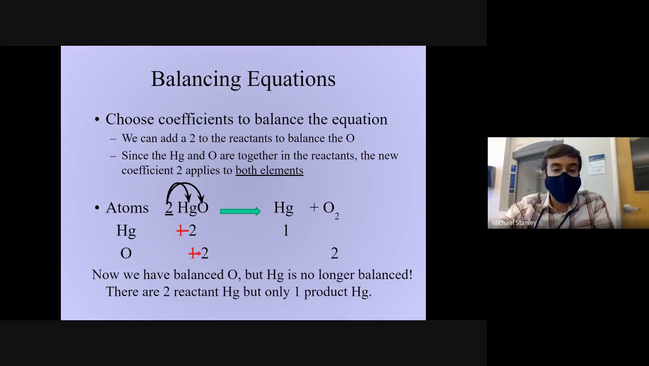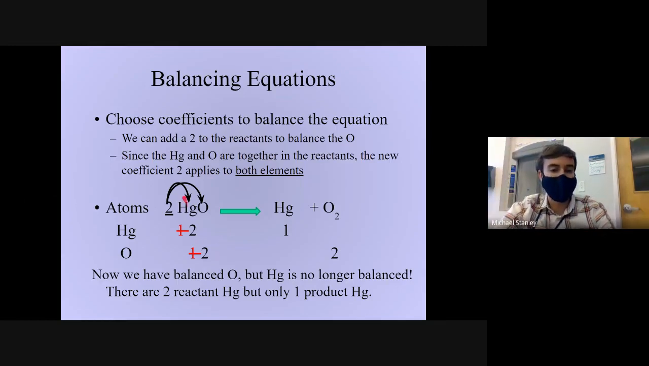So we can check for balance again. Over here we have 2 O's, and over here we have 2 O's. Yay, we balanced our O's just like we were trying to do. Happy days. Uh-oh. Hg is not balanced anymore though. Now we've got 2 Hg's over here, but we've only got 1 Hg over here. So we still do not have a fully balanced equation. 2 and 1 are not the same amount of atoms. So we know we are still not balanced.